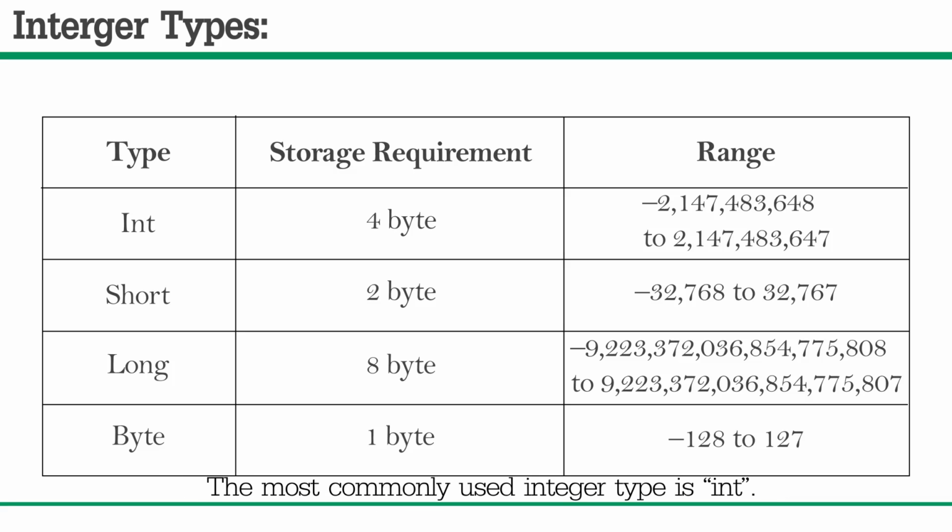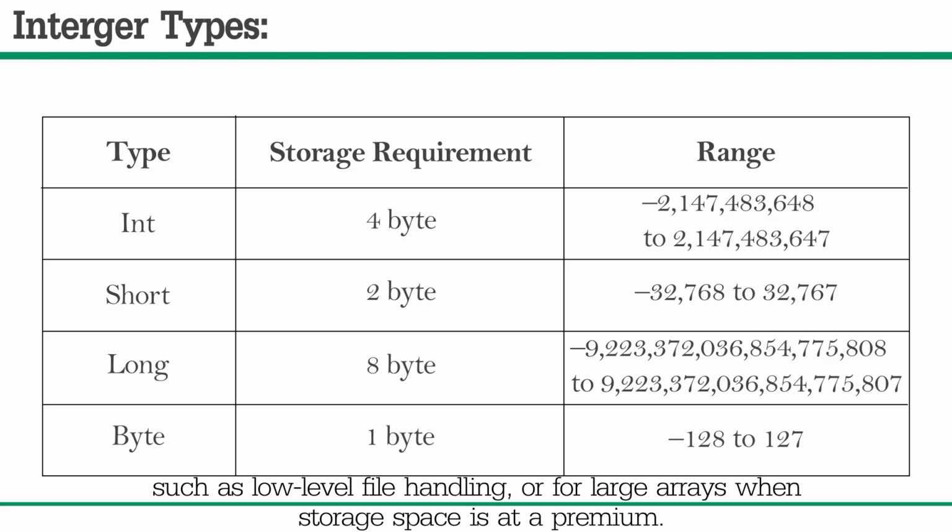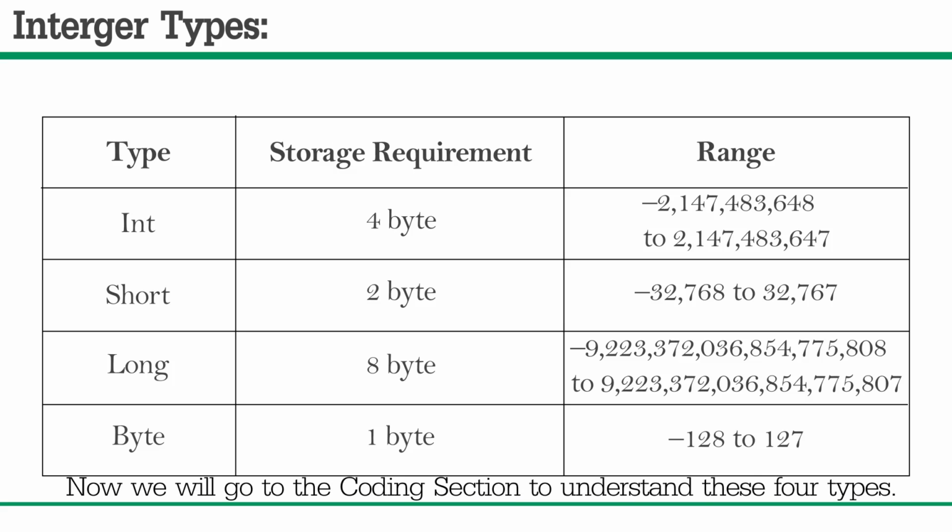The most commonly used integer type is int. When you need an integer that has a range greater than int, use long. Byte and short types are mainly intended for specialized applications, such as low-level file handling, or for larger arrays when storage space is at a premium. Now we will go to the coding section to understand these 4 types.